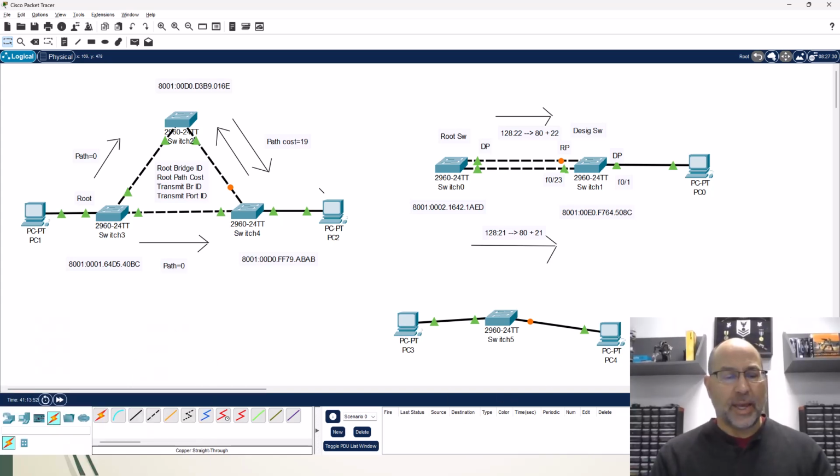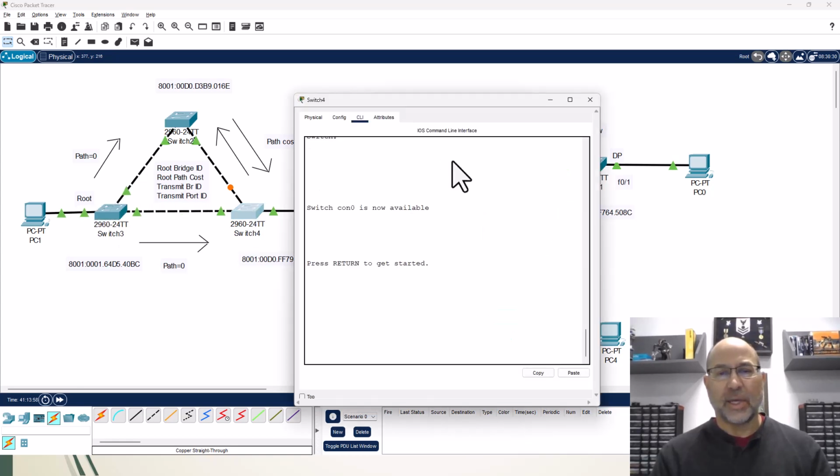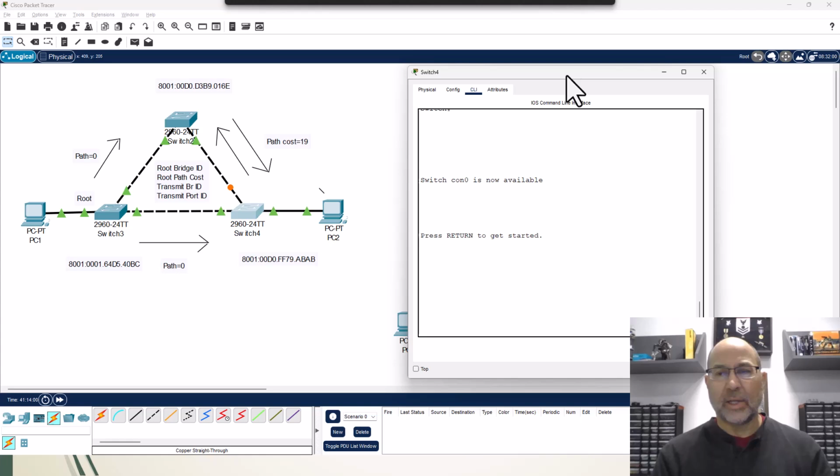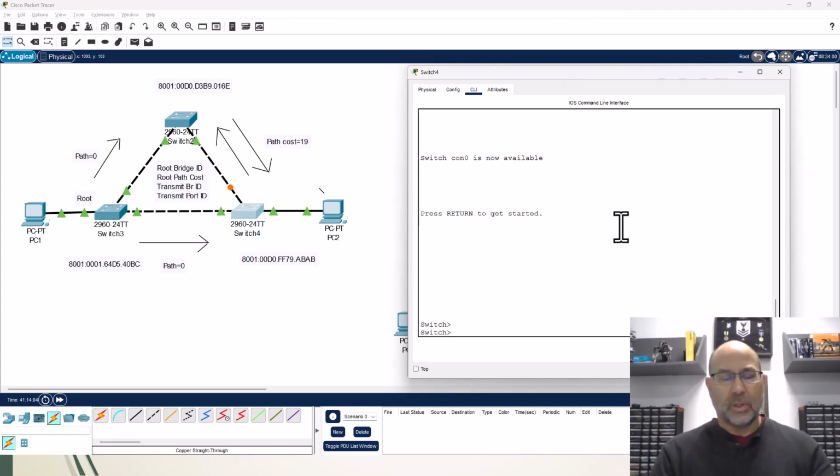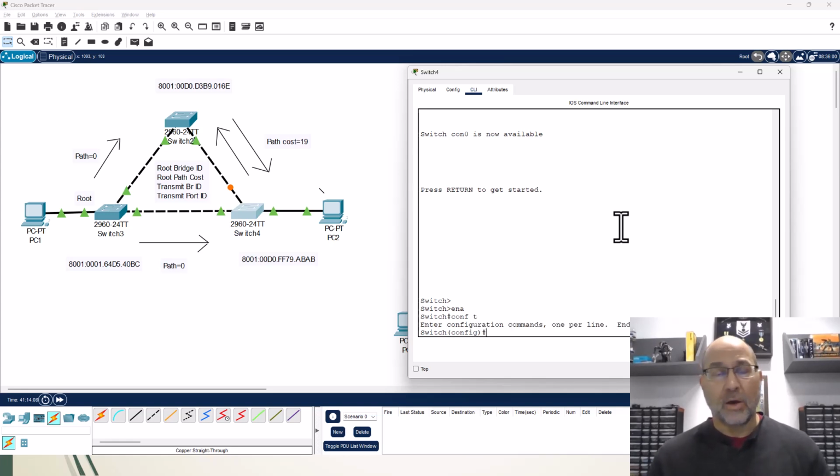Now let's take a look at this topology over here. We know that this was the root, but what if I said I want a different switch to be the root? Then what I could do is change the priority of one of the other switches. Now I'm in switch 4. Switch 4 is downstream of the root previously, and it has the blocked port.